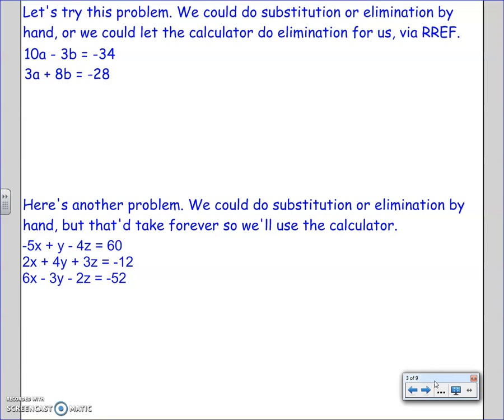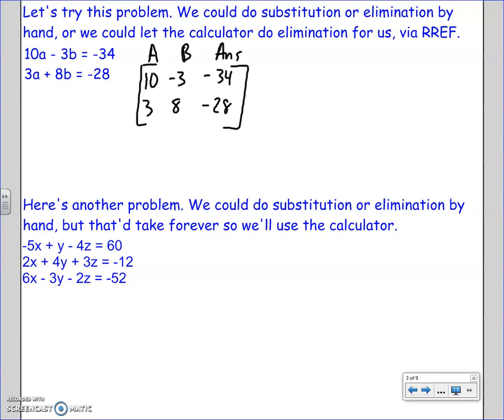Because there are two equations, there are going to be two rows, and because there are two rows, there are going to be three columns. I like organizing columns. I'll call this the A column, the B column, and the answer column. The first equation goes in as so: 10 A's, -3 B's, and -34 is the answer. Second equation, 3 A's, +8 B's, -28 is the answer. That's my augmented matrix. I'm going to type that in my calculator.